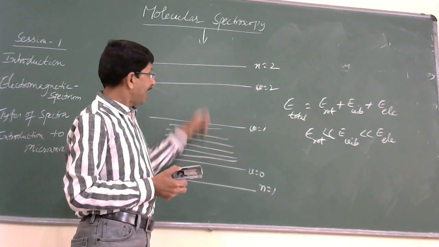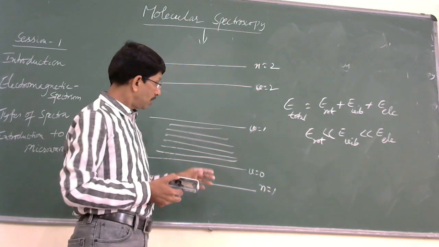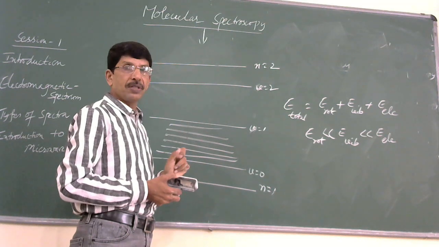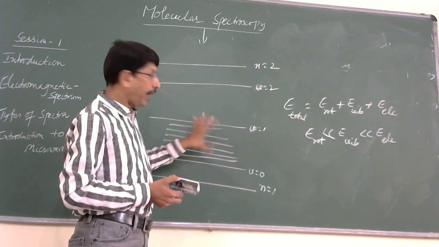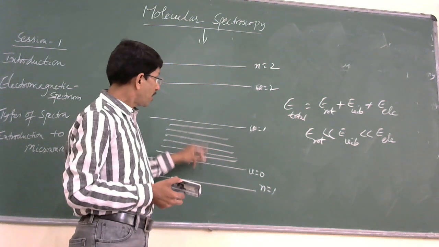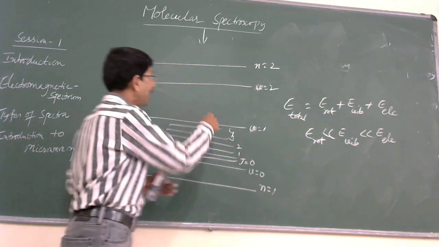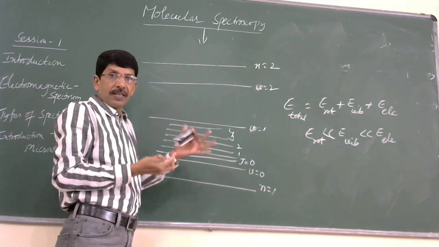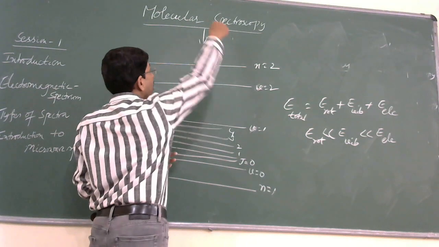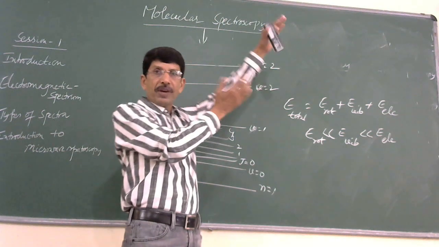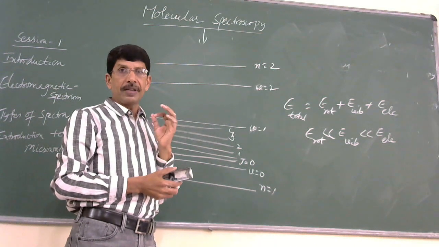When you look at this energy level diagram, between a pair of electronic energy levels we have vibrational energy levels denoted by the vibrational quantum number v, and between a pair of vibrational energy levels there are rotational energy levels denoted by the rotational quantum number J. Like that, between each pair of vibrational levels there are rotational energy levels, and between electronic energy levels we have vibrational energy levels.